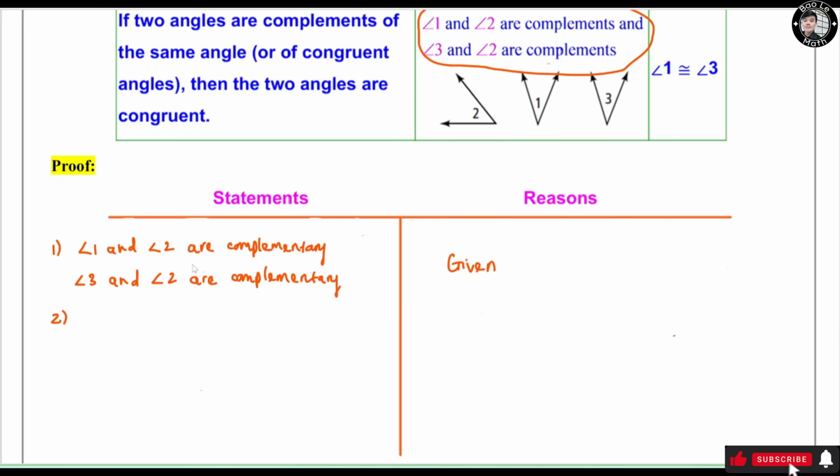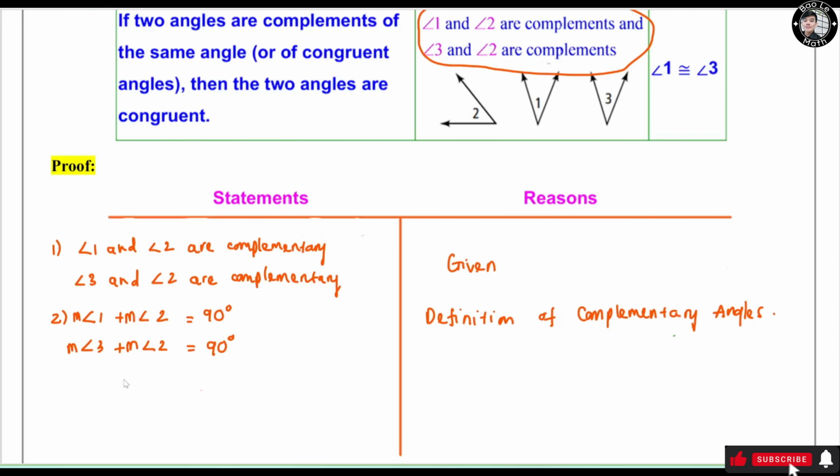Since two angles are complementary, they add up to 90 degrees. This is because of the definition of complementary angles. Now, by the transitive property, the measure of angle 1 plus the measure of angle 2 equals the measure of angle 3 plus the measure of angle 2. If we subtract the measure of angle 2 from both sides, we end up with the measure of angle 1 equals the measure of angle 3 by the subtraction property of equality.